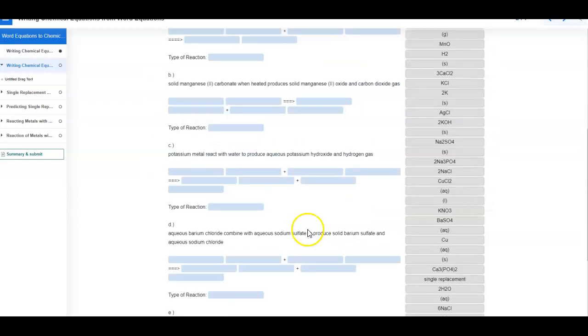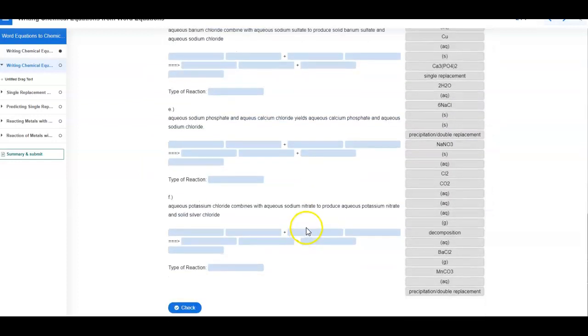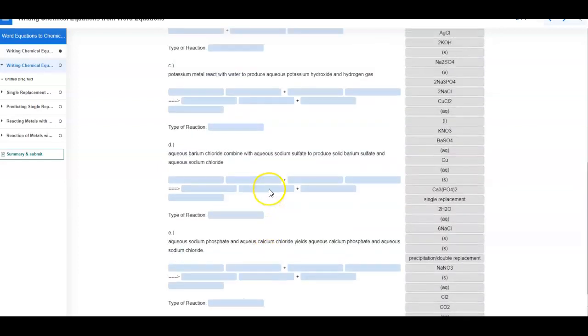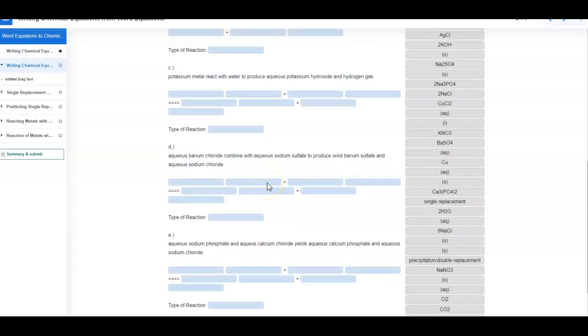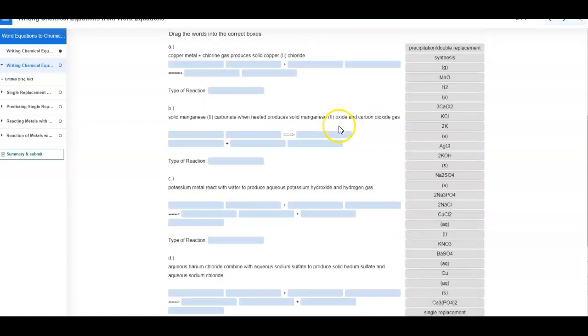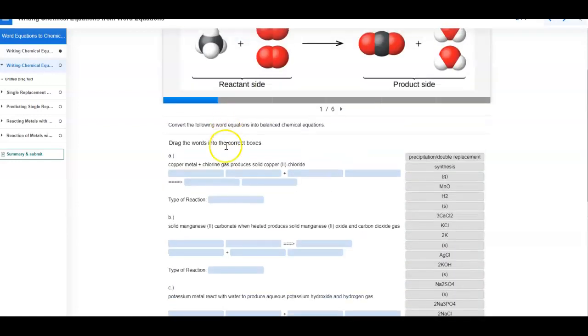Which is this. Now I used this drag and drop. I thought it would be easier for you rather than asking you to type in. So in this case, you simply drag and drop the formula or symbol for the elements or compounds. Now, I want to quickly point this out: the second space is for the state of matter, whether it's solid, liquid, or gas.